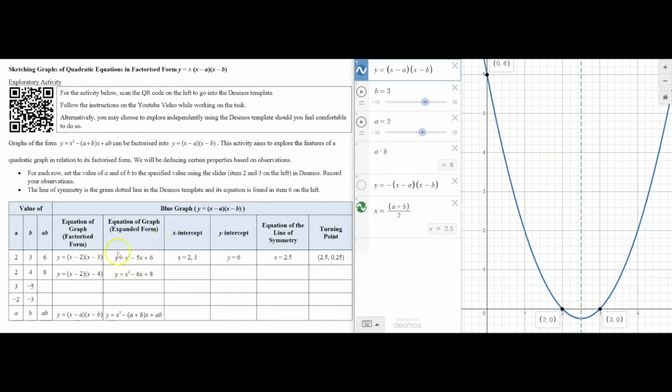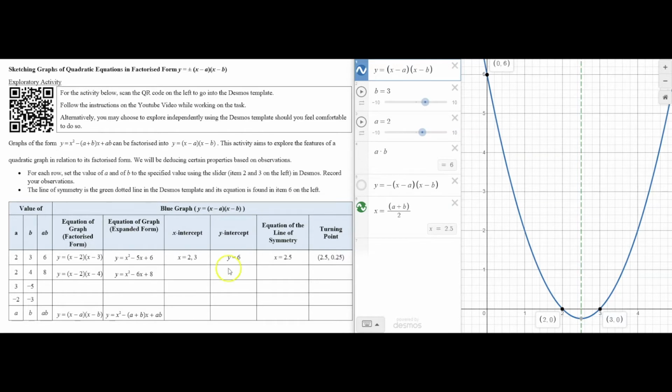So also notice over here I have the expanded form. So let's look at the x and y intercepts in relation to the equations. Now for the factorized form, I have x minus 2 multiplied with x minus 3. Notice that if I solve x minus 2 equals 0, I get x equals 2. If I solve x minus 3 equals 0, I get x equals 3. Also, look at the constant in the expanded form. It is y equals 6. And notice that this is actually the y-intercept.